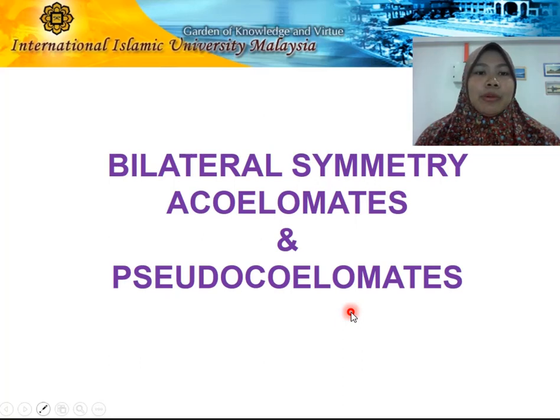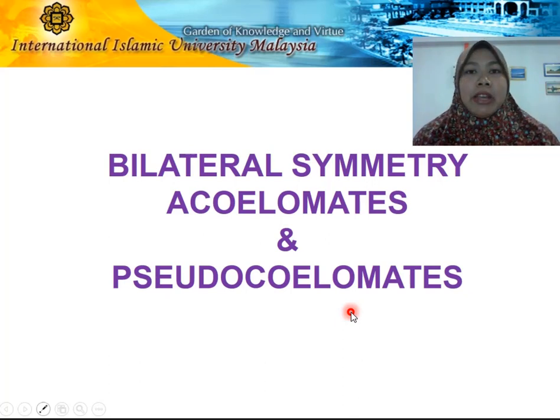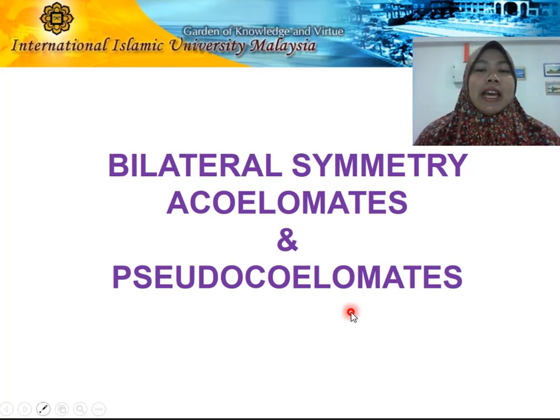Now we proceed with bilateral symmetry, acoelomate and pseudocoelomate. We move into the next phylum, whose animals are made up of 3 layers of tissue, which we call triploblastic. Remember, Porifera are not made of tissue, just cells. Cnidaria have tissue, but only 2 layers. Now we discuss animals with 3 layers of tissue, subdivided into those with a false body cavity or a true body cavity.